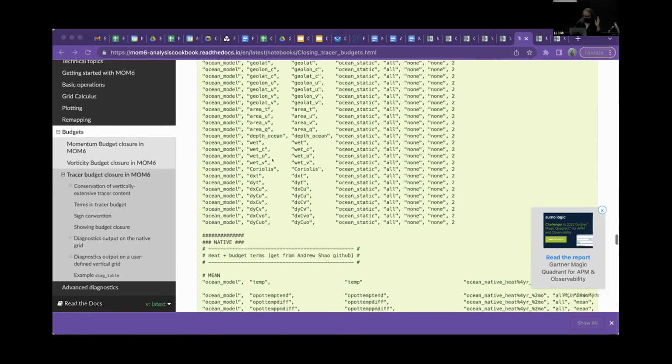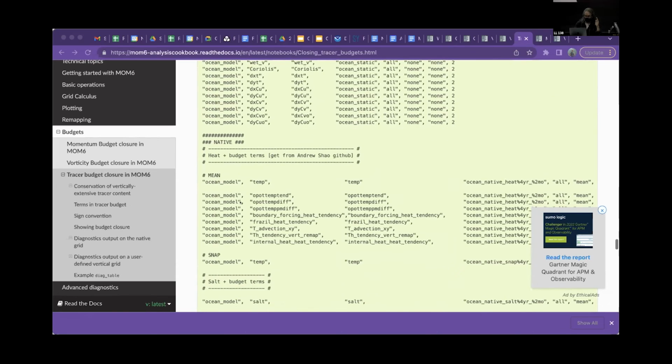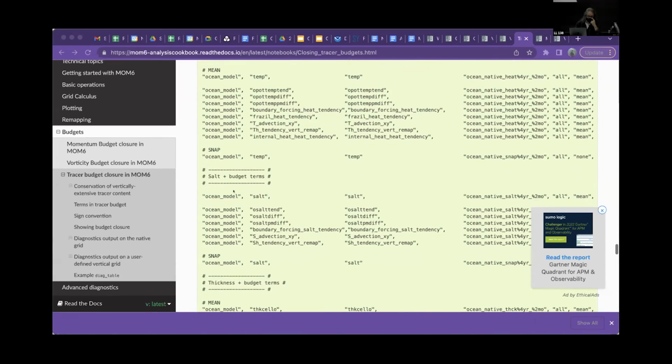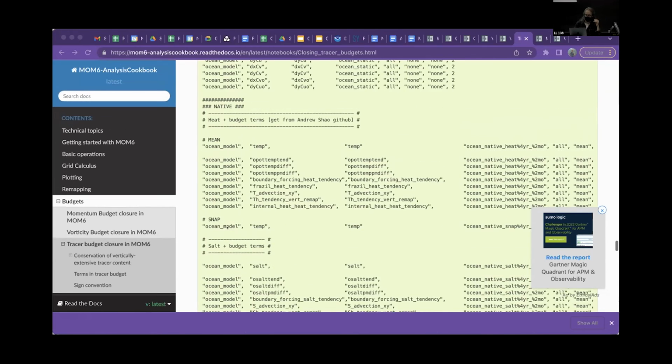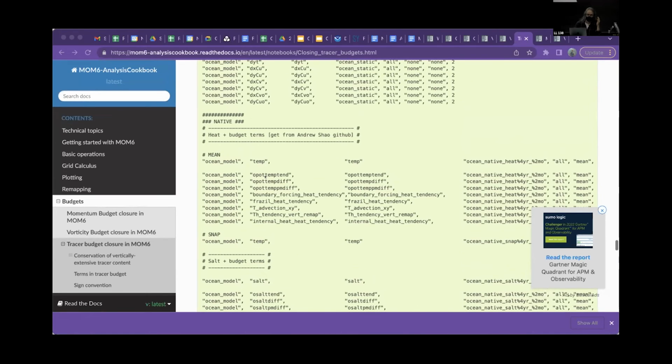All right, so there's a lot of examples, a whole diag table to save. What are the terms you want to save out? There's not a parameter that says save budget terms true. You've got to go in and put these terms into your diag table.